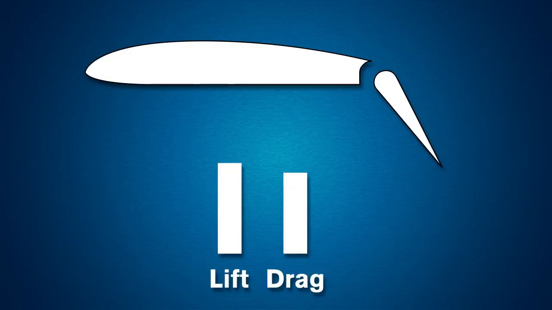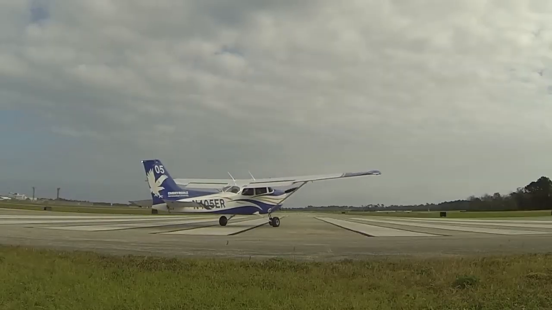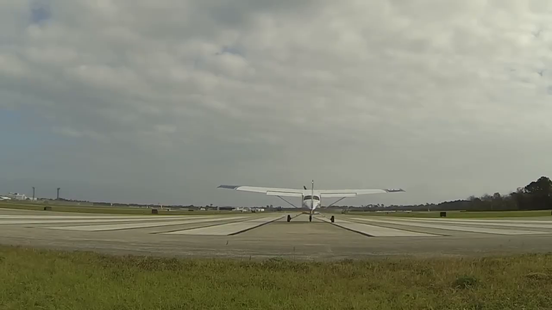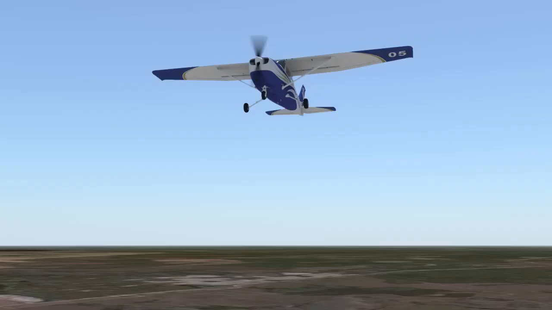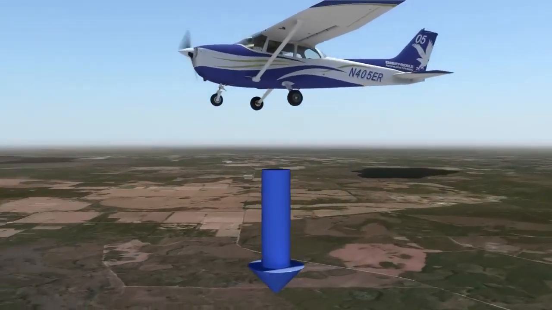Now that we have an idea on how lift is generated, let's discuss the three remaining forces, starting with weight. Weight is the force of gravity pulling the aircraft back down to the earth.